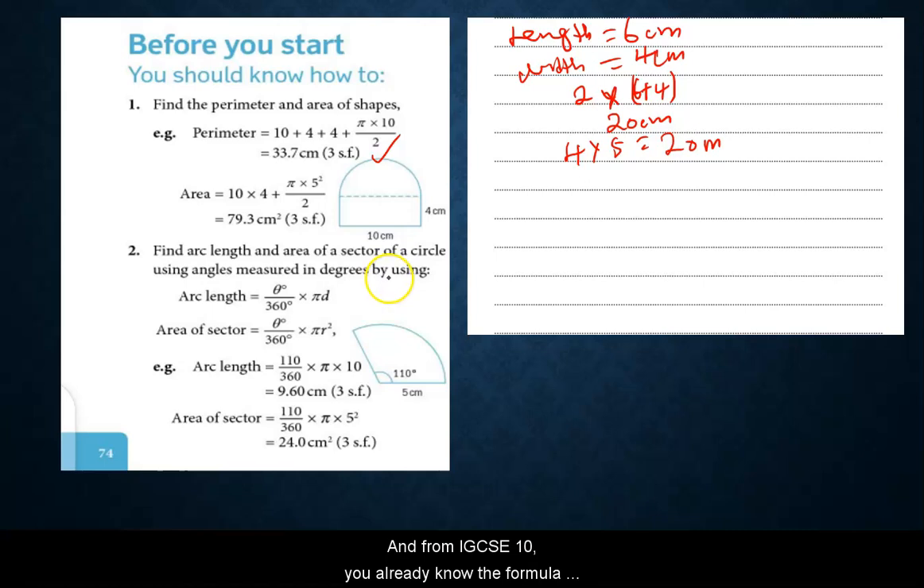From IGCSE 10, you already know the formula for finding arc length. Theta divided by 360 times pi d is the formula we will require for the arc length. Again, the area of a sector is theta, the included angle in that shape, divided by 360 degrees, multiplied by pi r squared. We will use this formula in finding the area of a sector.